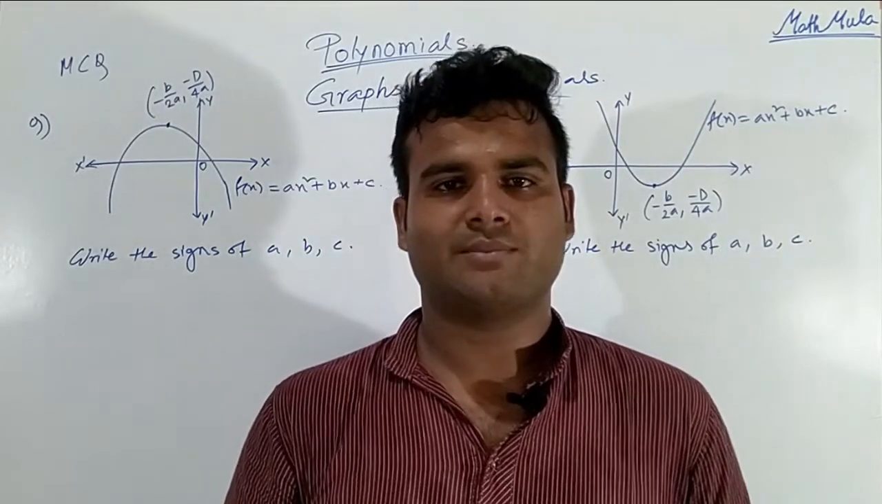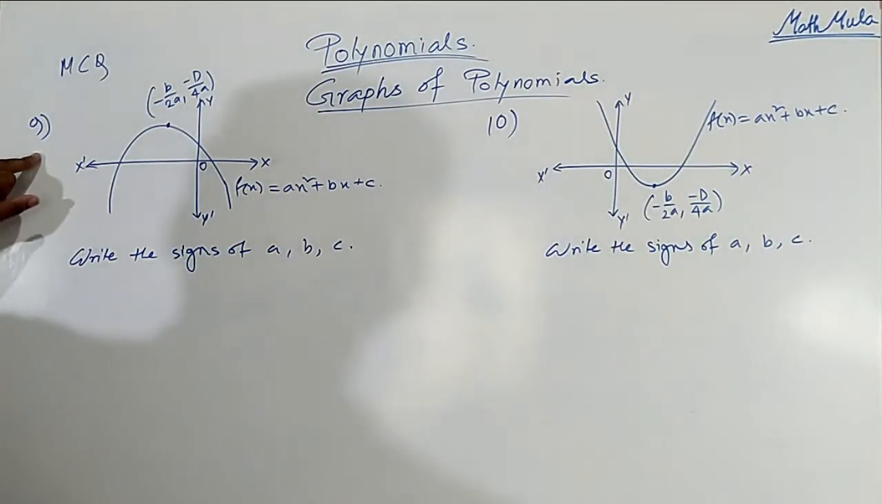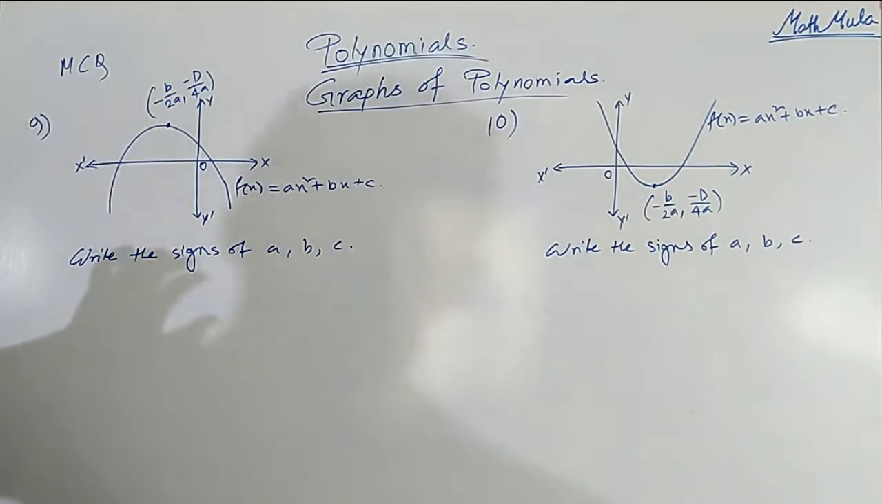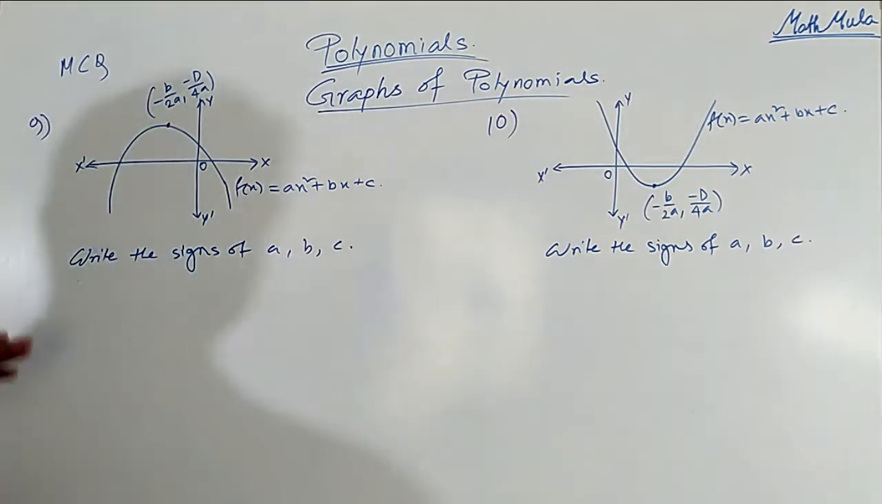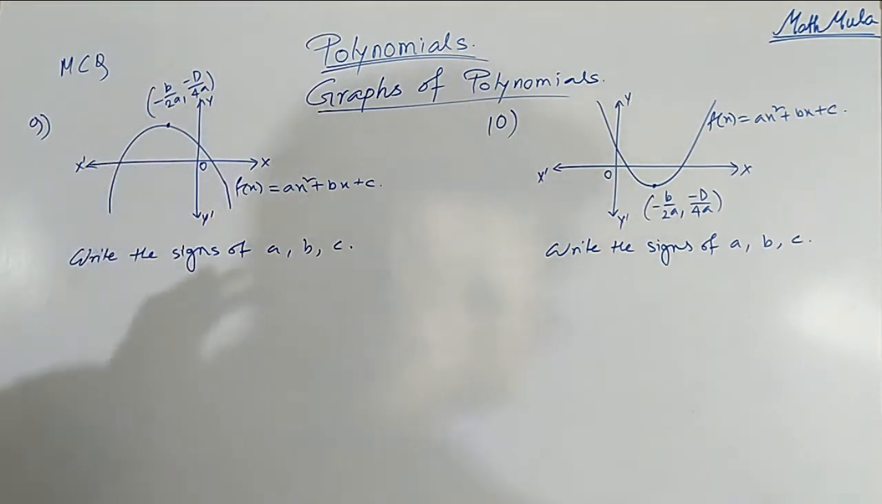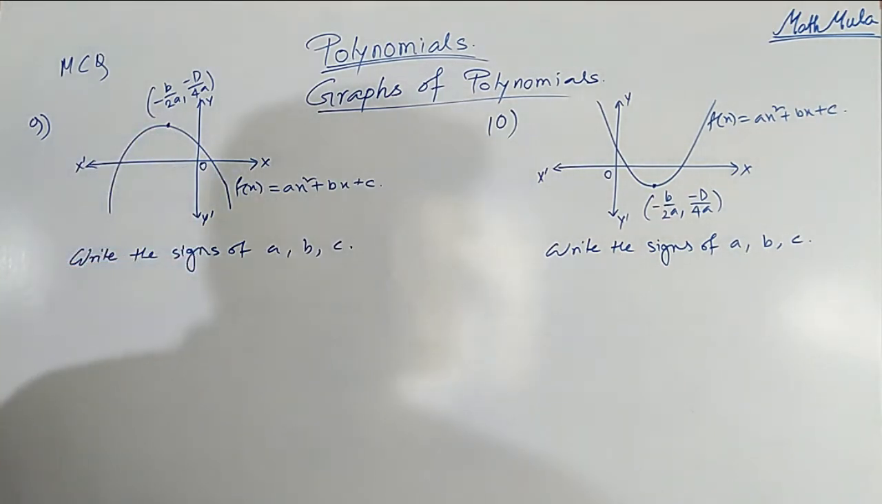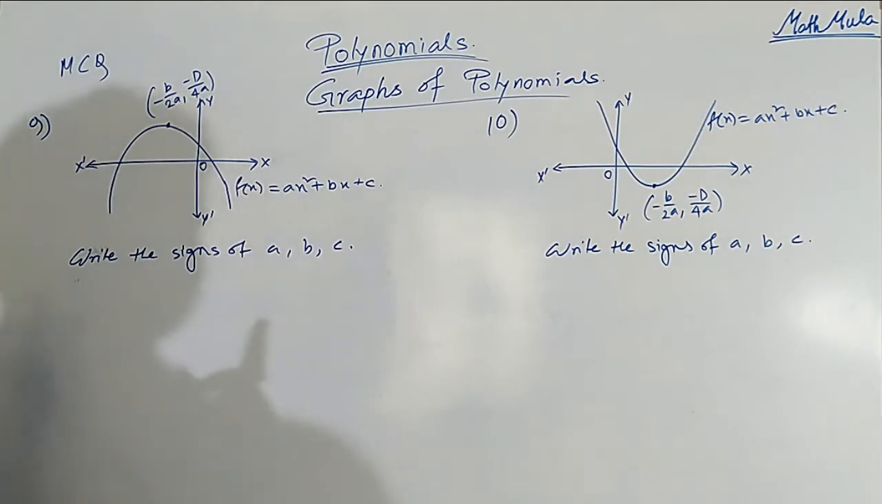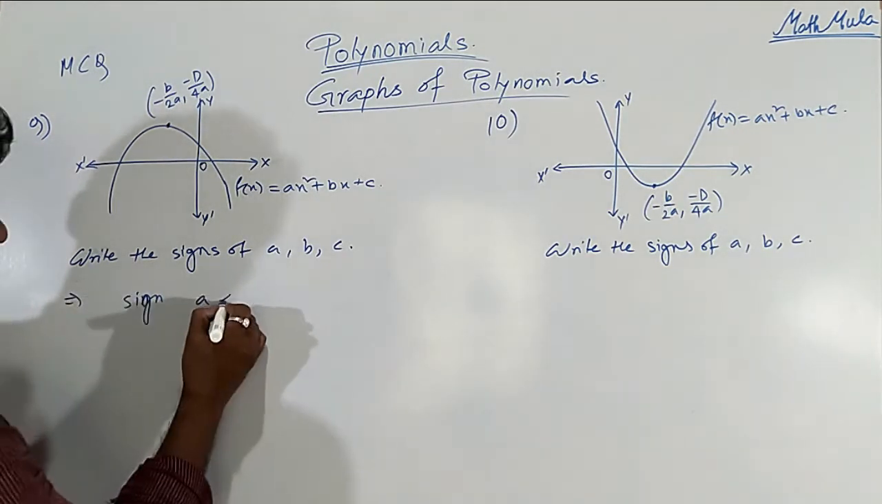Now we solve sum number 9 and 10 from the MCQ. Sum number 9, the graph is given, and we have to write the sign of a, b and c. From this graph, we can easily say that the parabola opens downward. That means a must be less than 0. That implies the sign of a is negative.